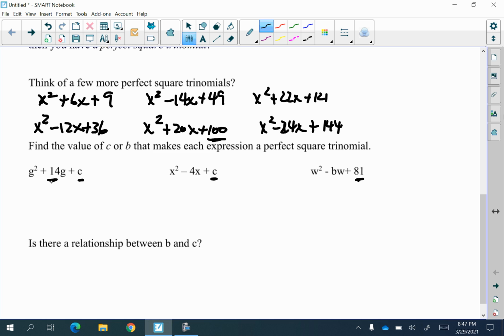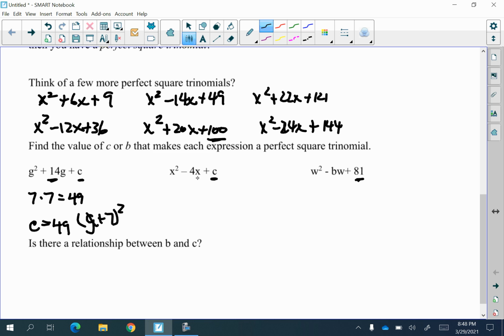What number added to itself gives me 14? Well, that's 7, right? And I know that 7 times 7 is 49. So c has to equal 49 here for this to be a perfect square trinomial, which would be g plus 7 squared.